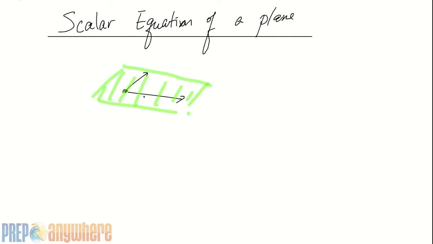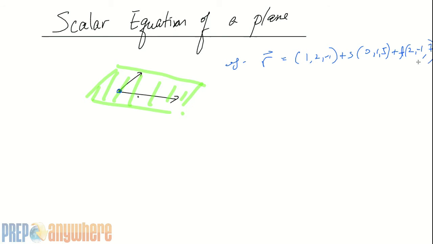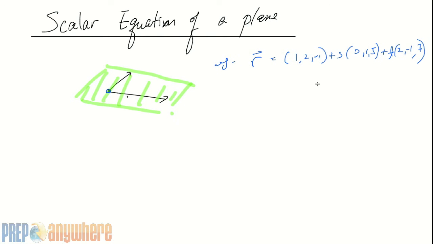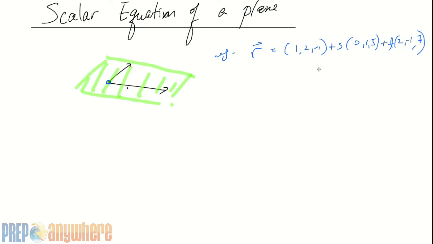Okay. Now there's another way to express this plane rather than a point and two vectors. So right now we have this point. Let's say, just as an example, (1, 2, -1) + s(0, 1, 5) + t(2, -1, 7). Okay, so that was the equation. It looked very complicated. It's very long and cumbersome. Here's how we represent it instead.